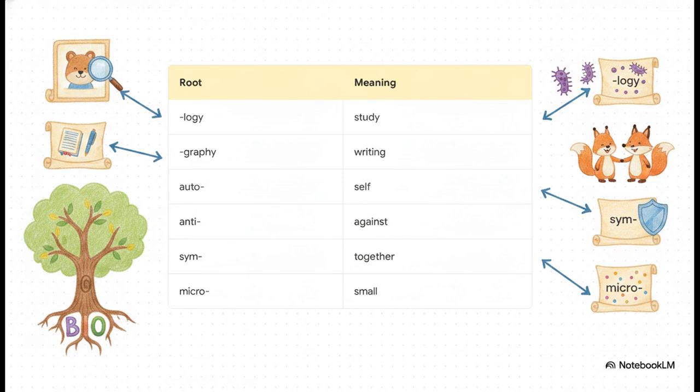And because of that rich history, bio rarely works alone. It connects with other ancient roots to build meaning. So we have logy for study, which gives us biology. Graphy for writing, giving us biography. Auto means self, meaning an autobiography is writing your own life story. Combine bio with anti for against, sym for together, or micro for small, and suddenly, this one single root unlocks dozens of different language doors.